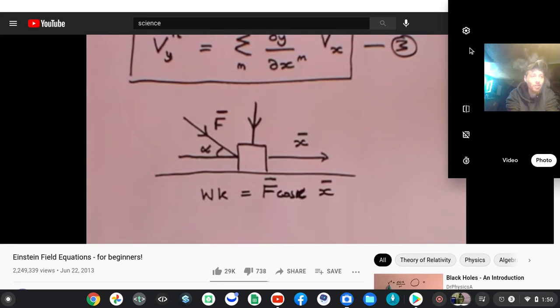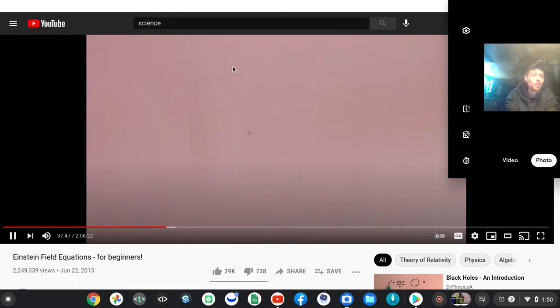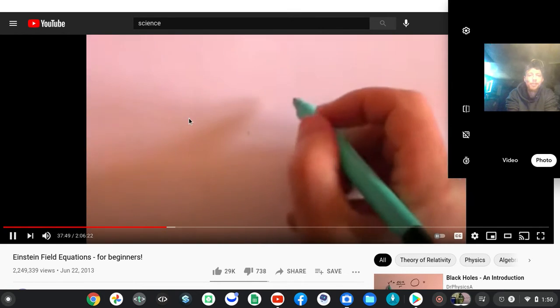If in such a way that relationship equals 0 at one point in time, in one frame of reference, you know it is 0 in all frames of reference. And that is why tensors are so important in Einstein's field equations.